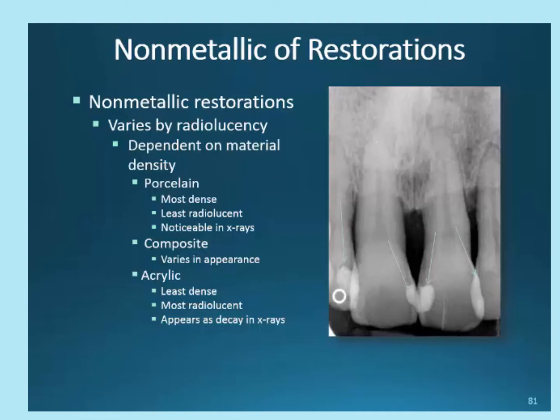Porcelain is the most dense, and it will actually have the least radiolucency, very noticeable in radiographs. Composites tend to vary in appearance, and the least dense are acrylics. These types of non-metallic restorations actually lack so much density that they will appear as decay in films. I've got a few images coming up later on that I will use to illustrate this to you.